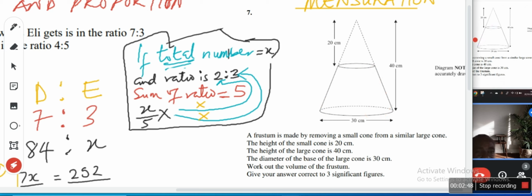Can I say that again? The entire volume of the big cone, we first of all find it. And we find the volume of this small part that has been cut out. And then we take it out, in other words, remove it, subtract. Whatever is left, the remainder, is the volume of the frustrum we are looking for. Do you agree with me? So we need to find the volume of this entire big cone.